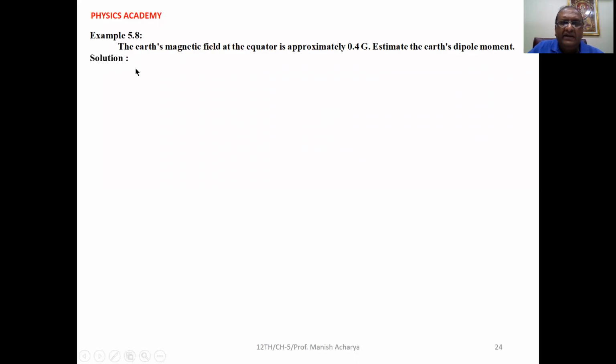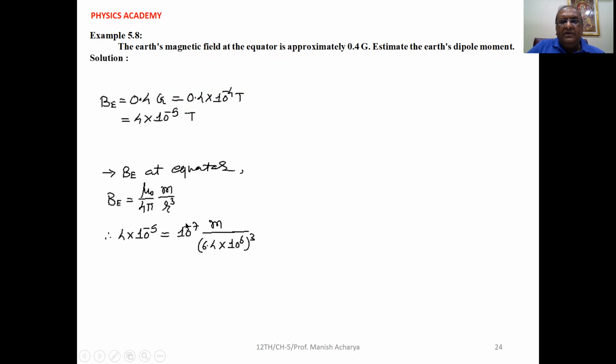Now example 5.8. The Earth's magnetic field at the equator is approximately 0.4 Gauss. Estimate the Earth's dipole moment. Clear? Now, the solution of this one. The Earth's magnetic field that is given to you is 0.4 Gauss. So we can write that as 0.4 into 10 raised to minus 4 Tesla, or 4 into 10 raised to minus 5 Tesla. Now, B at equator. So we can write the equation for B at equator, that is mu 0 upon 4 pi, m upon r cube. Now we want to calculate Earth's dipole moment.